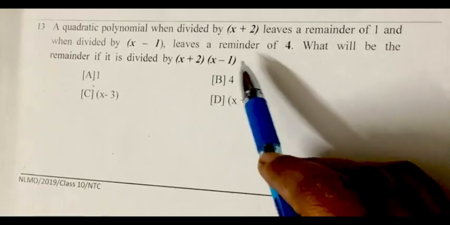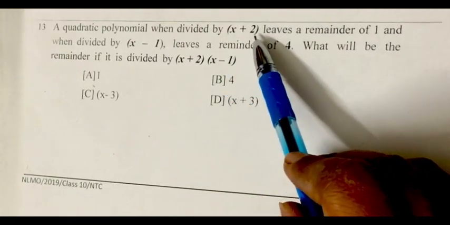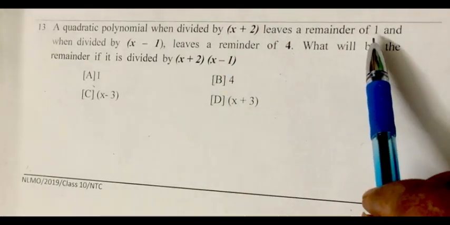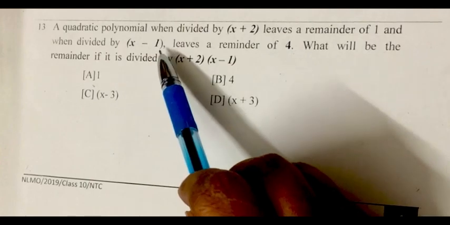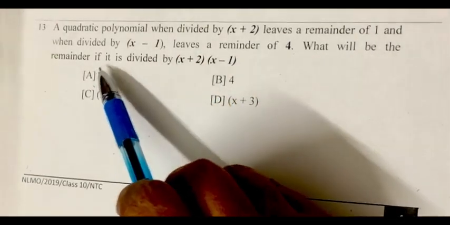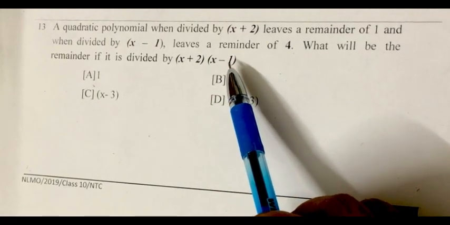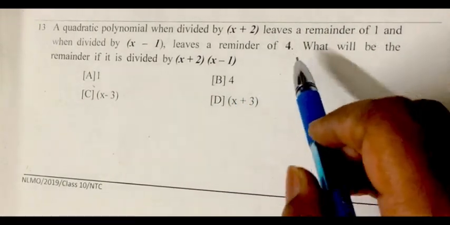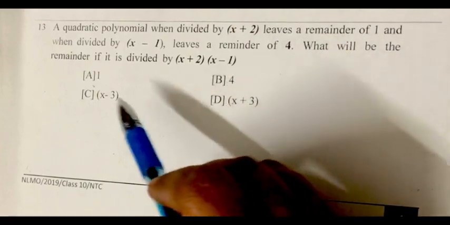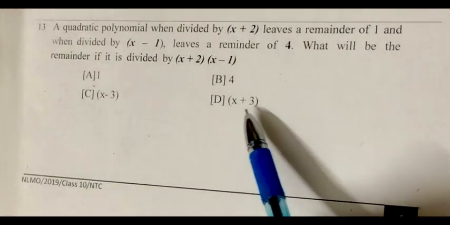Now look at question number 13. A quadratic polynomial when divided by x plus 2 leaves a remainder of 1, and when divided by x minus 1 leaves a remainder of 4. What will be the remainder if it is divided by (x plus 2)(x minus 1)? So in this we will use the remainder theorem. We have four options. Option A 1, option B 4, option C x minus 3 and option D x plus 4.